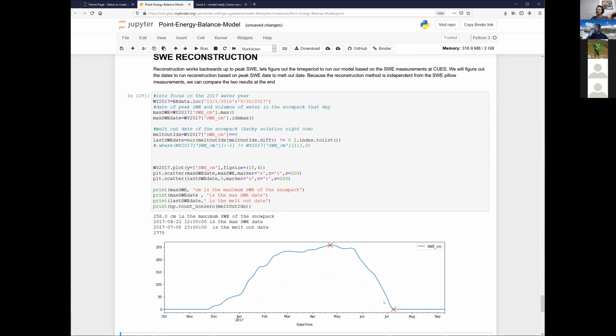And then these two red X's are the dates we're going to run reconstruction from. We're going to start the reconstruction at this later X, which is the date the snow disappeared. So this is where reconstruction starts. And we're going to reconstruct back to peak SWE, which is this date right here. With reconstruction, we're going to use the energy balance components to try and estimate what this blue line is right here. And then we're going to compare with reconstruction how well we did compared to the actual, independent measurement of SWE from the snow pillow.